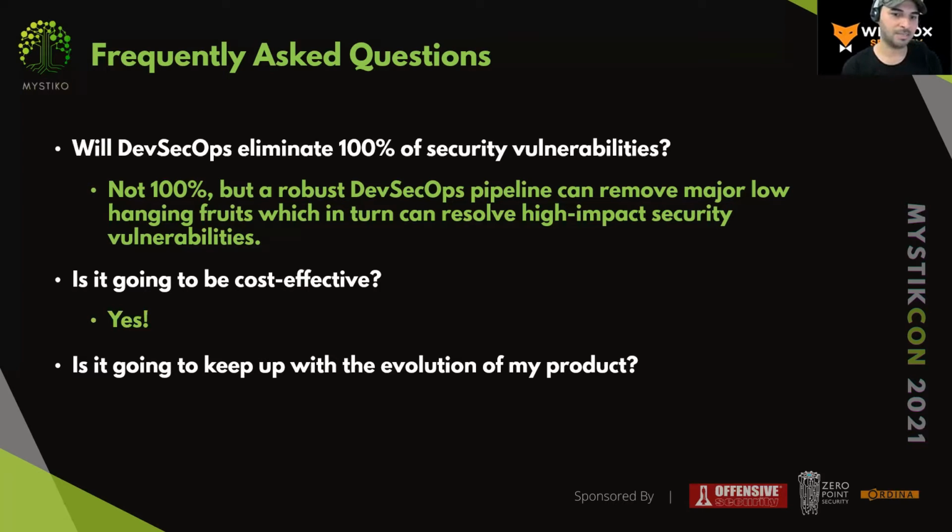The next question that gets asked is, is it going to keep up with the evolution of my product? Well, yes, if you're still sticking to agile development and the way you're releasing your products. Most of the open source tooling that's available gets updated at regular intervals. For example, ZAP is OWASP's flagship product, so you know that it's going to keep getting updates. Similarly, all the other open source alternatives would definitely support your product going forward as well.